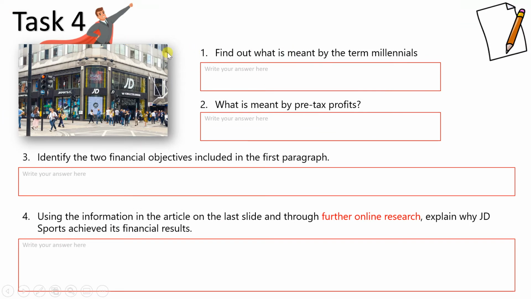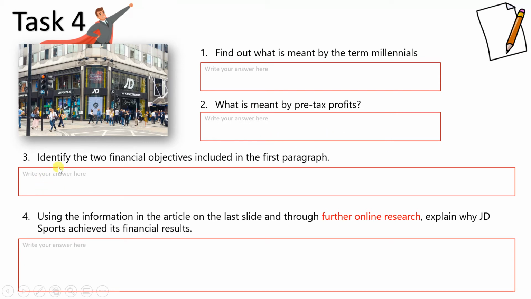Here's your questions on the JD Sports case study. Number 1, find out what is meant by the term millennials. Question 2, what is meant by pre-tax profits? Remember, both answers need to be your own writing, no copy and pasting.